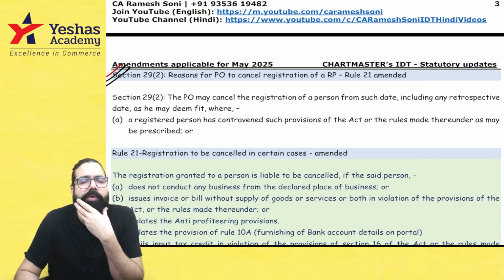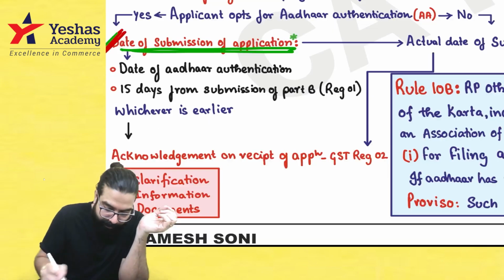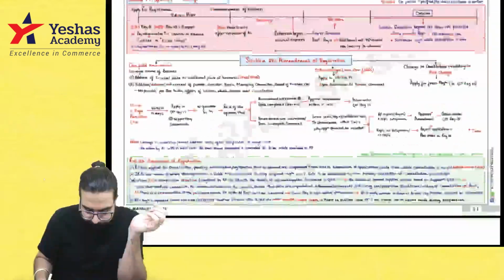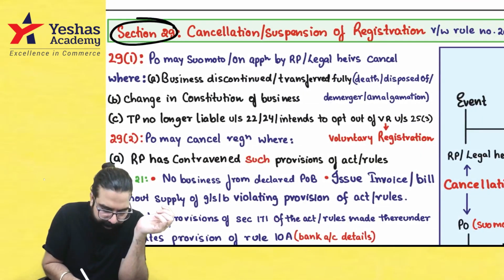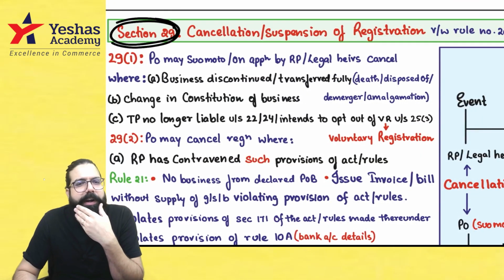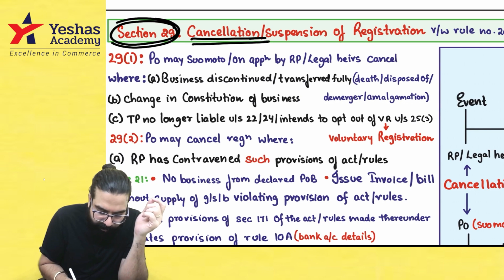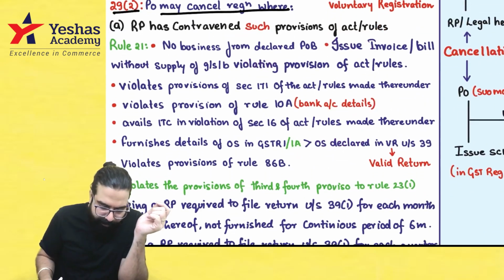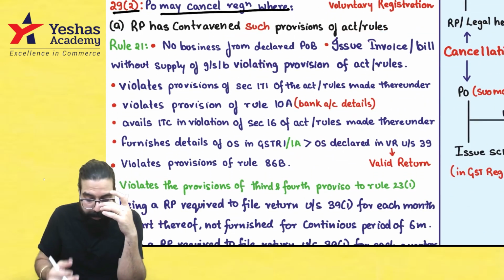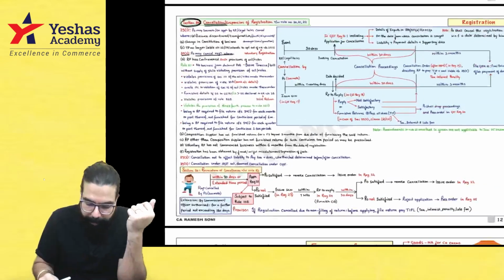Section number 29(2) used to say, when can the proper officer cancel your registration? Sir, when can the proper officer cancel my registration? Please come to your chart book. In your chart book, the amendment is over here. Section number 29(2), there is cancellation of registration. The proper officer can cancel your registration. Here I had already done the amendment in the chart. It's already there in your chart book.